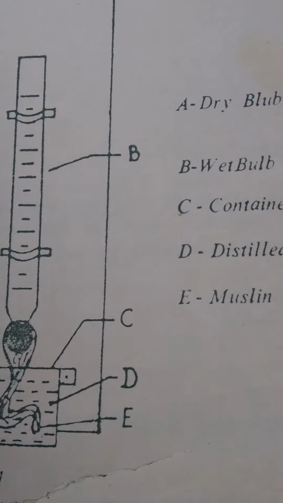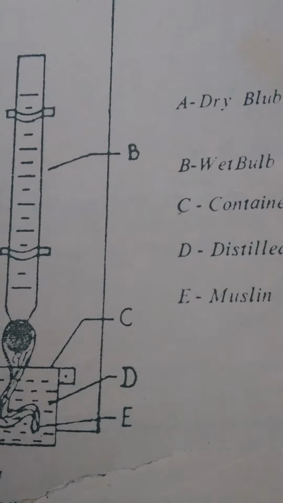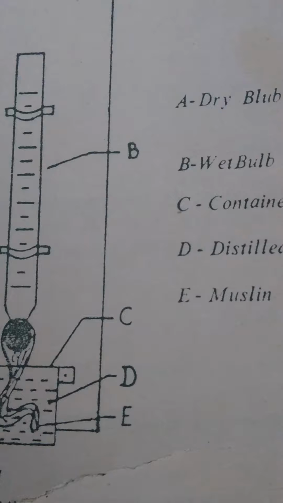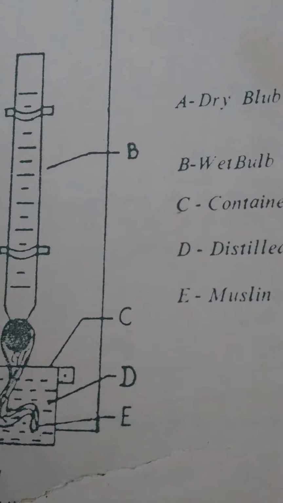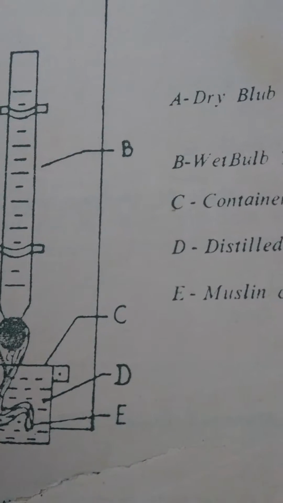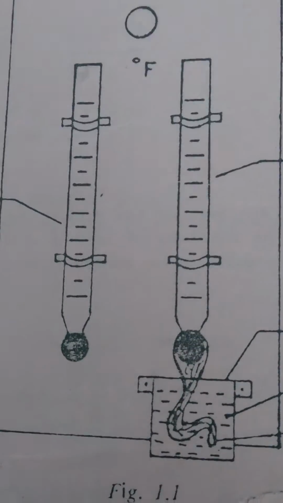First is the wet and dry bulb hygrometer, second is the hair hygrometer, and third is the electronic hygrometer, the electrolyte hygrometer. Today we will discuss the wet and dry bulb hygrometer.